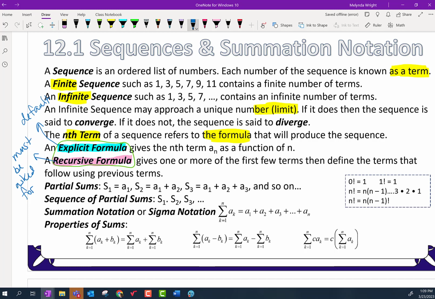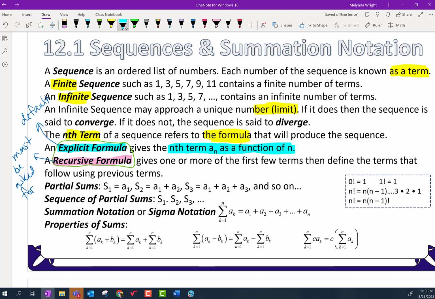We will look at the difference between the two with some examples, but the explicit formula gives the nth term, that formula, the nth term, as an a sub n. It's a function of n. It just has n in it. So what does that mean? That means that if I wanted to know the 50th term, I could just put a 50 in for n and I would find the 50th term, would be fine.